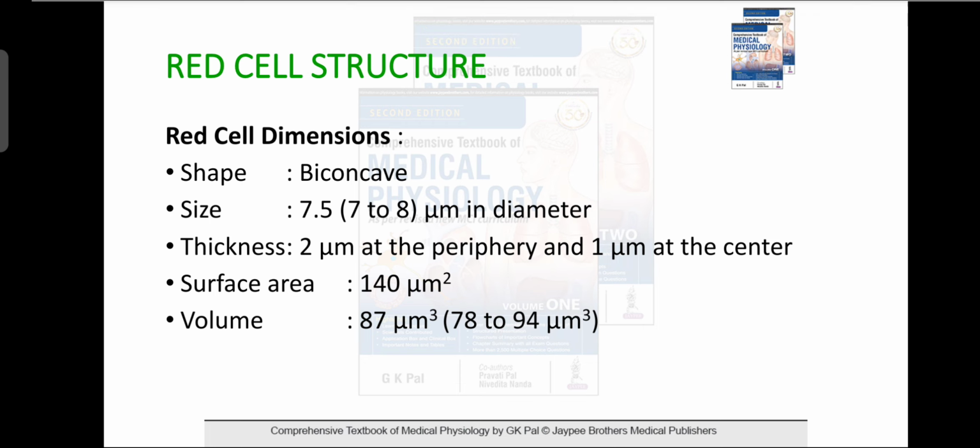Red cell structure: the shape is biconcave. Size of RBC is 7.2 micron. Here it is written 7.5, but it is 7.2 micron, or it ranges between 7 to 8 micron in diameter. Thickness is 2 micron at the periphery and 1 micron at the center. Surface area is 140 square micrometer and volume is 87 cubic micron. The range is 78 to 94 cubic micron.